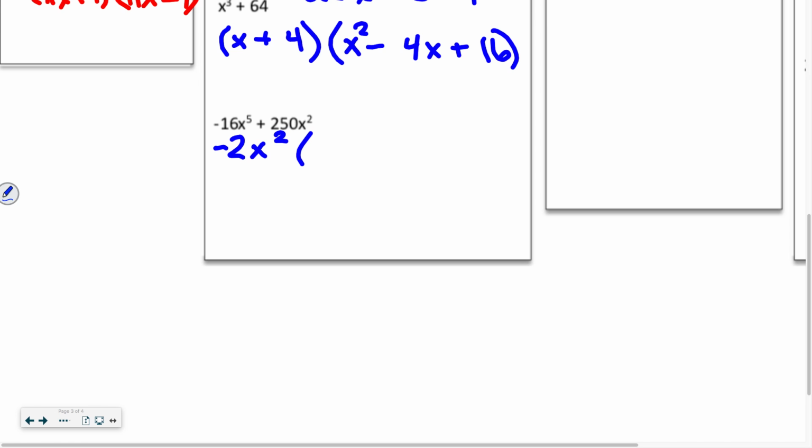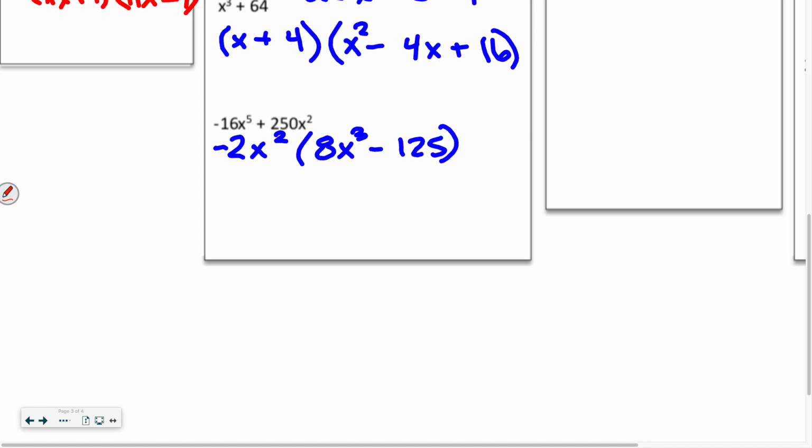Okay, so negative 16x to the 5th divided by negative 2x squared is 8x cubed. 250x squared divided by negative 2x squared is minus 125. No x, right? The x squared over x squared cancels. Okay. When I take out a GCF, then I notice it's a difference of perfect cubes. 8 is a perfect cube. x cubed is a perfect cube. 125 is a perfect cube.